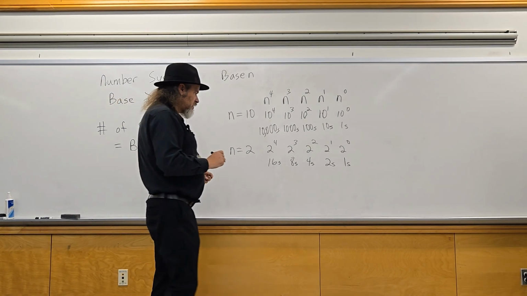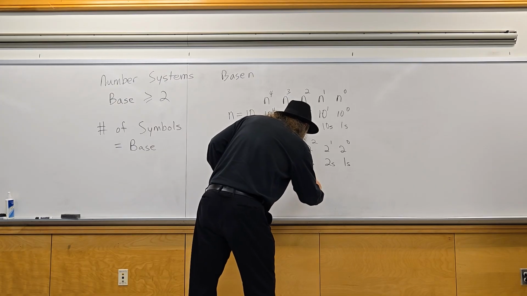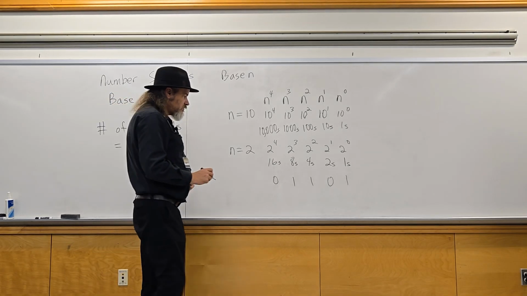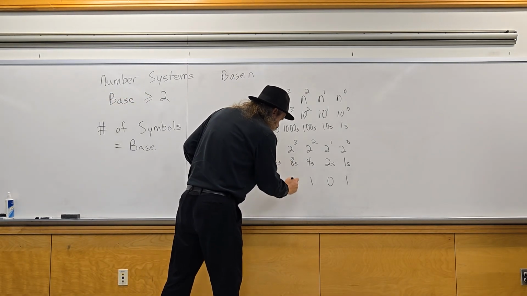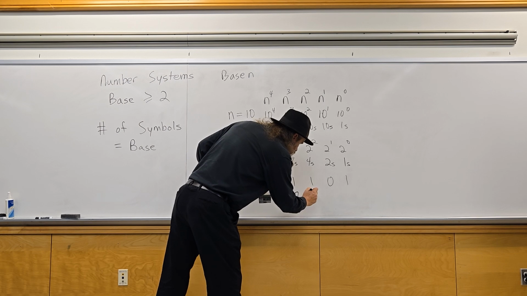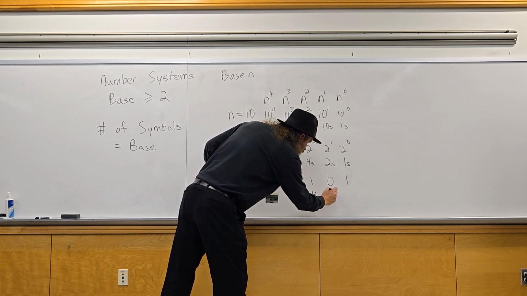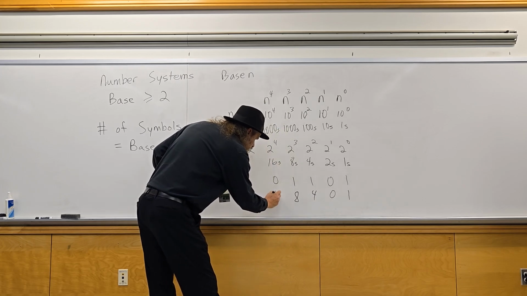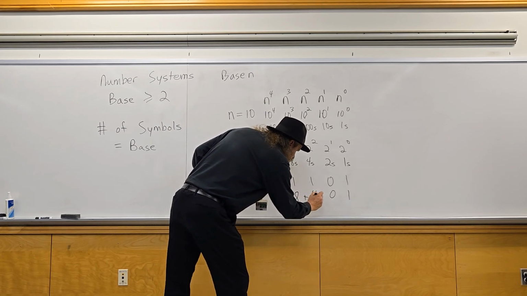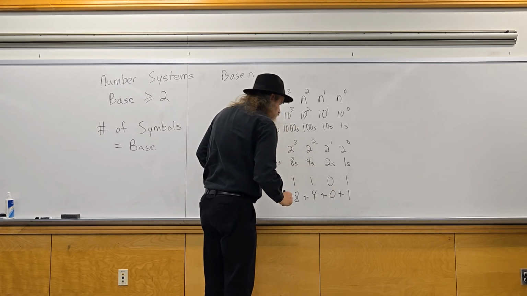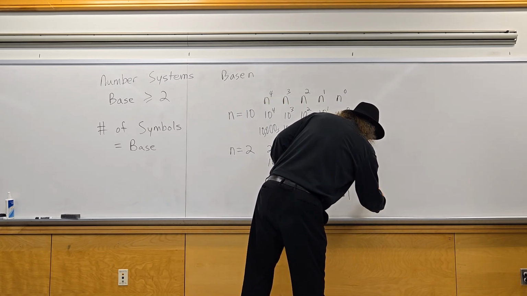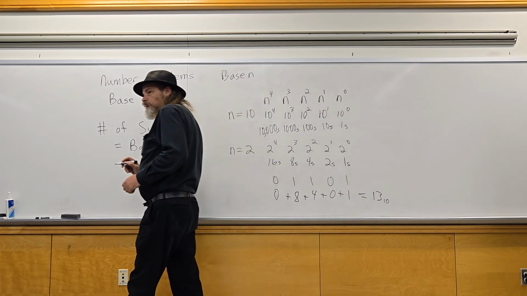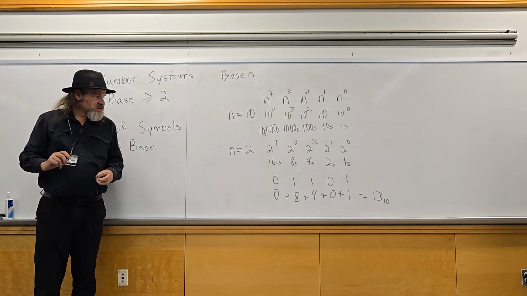So if you have 0, 1, 1, 0, 1, you would multiply 1 times 8, 1 times 4, 0 times 2, and 1 times 1, and 0 times 16. And you'd add them together, and that would equal 13, base 10. Okay?